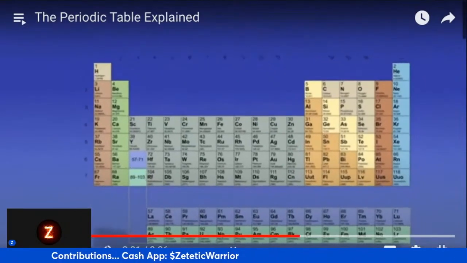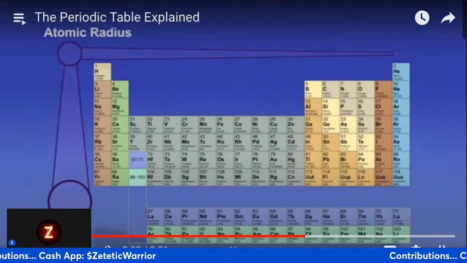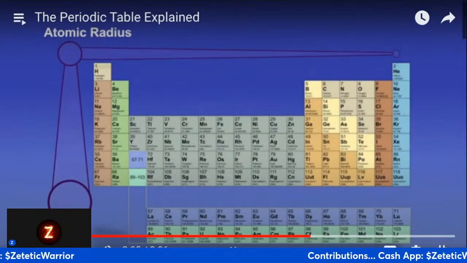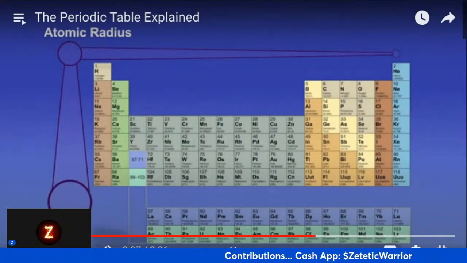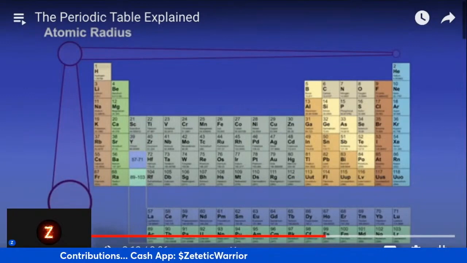Another trend you will notice is the size of the atom, or the atomic radius. As you move down through the periods, the atoms become larger, increasing the atomic radius.